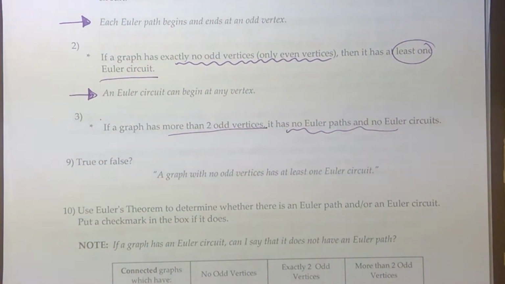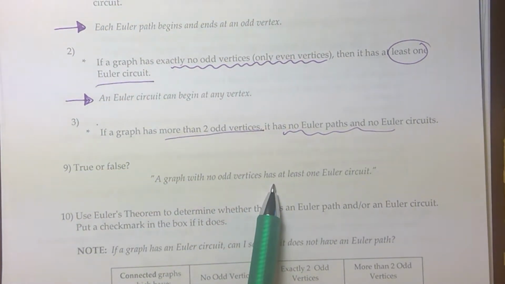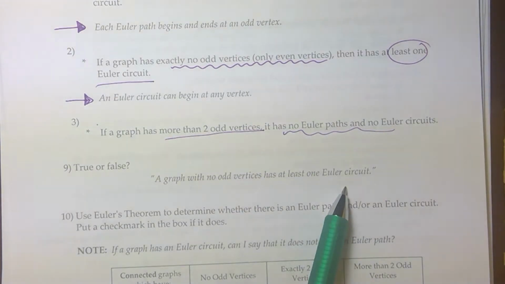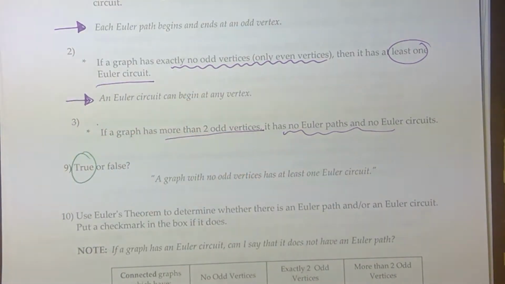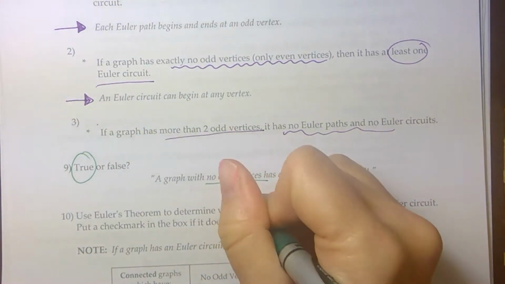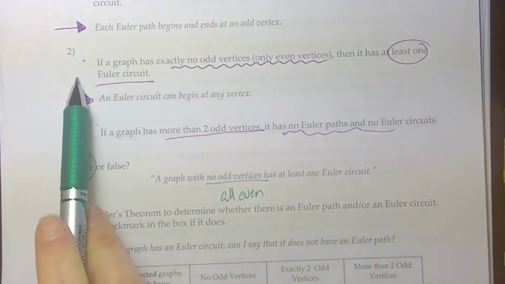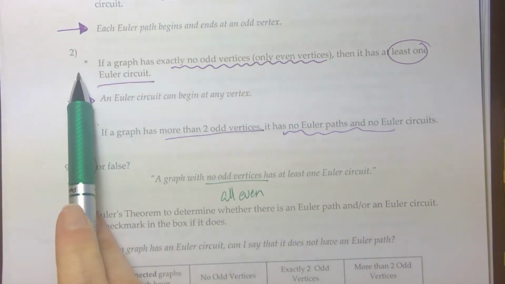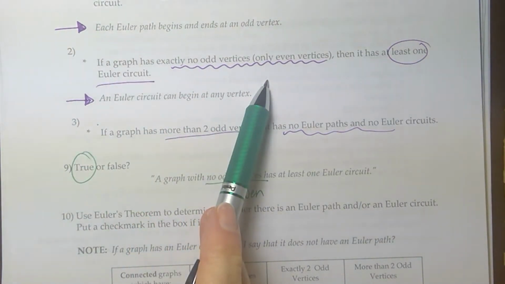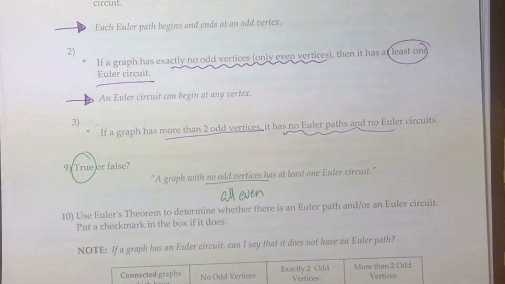Based on that information, how do you answer this? True or false? A graph with no odd vertices has at least one Euler circuit. Well, that's true, because if it has no odd vertices, that means they are all even. And the second point of Euler's theorem tells me that if they are all even vertices, we have at least one Euler circuit.